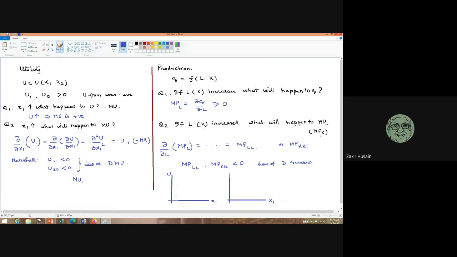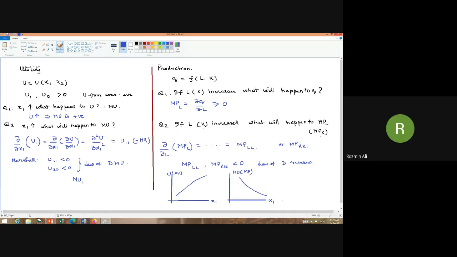So if you increase consumption of X1, your utility is going to go up. But if you look at marginal utility, that is going to decline. In case of production, you simply put Q over here. So when labor increases or capital increases, your output increases. When labor or capital increases, your marginal product is going to fall. Is it clear?